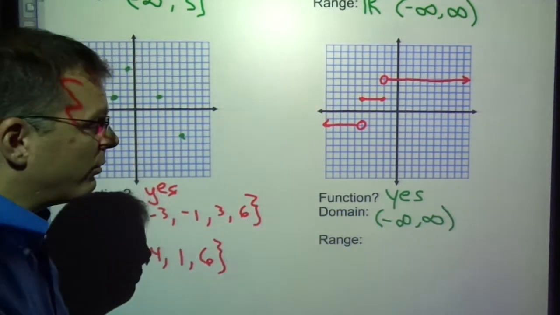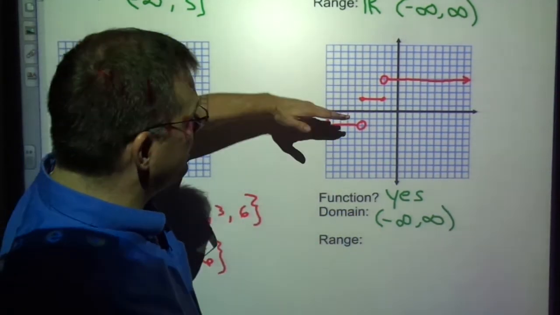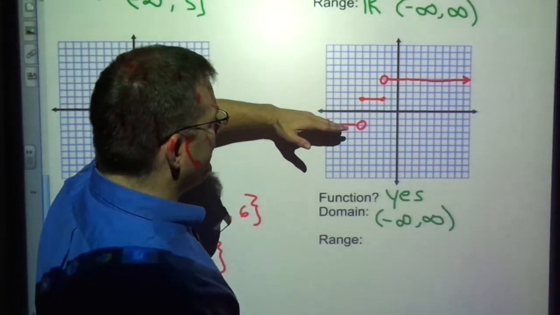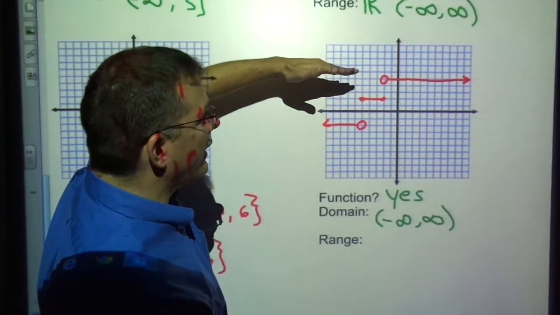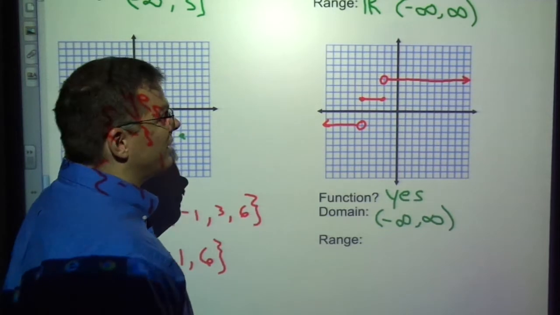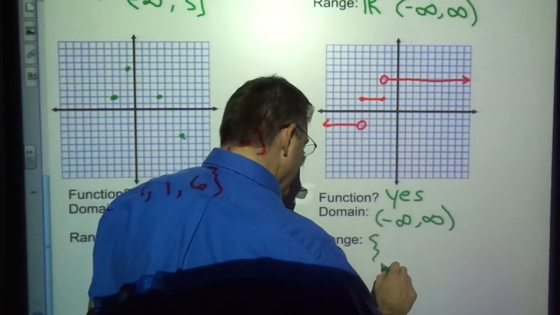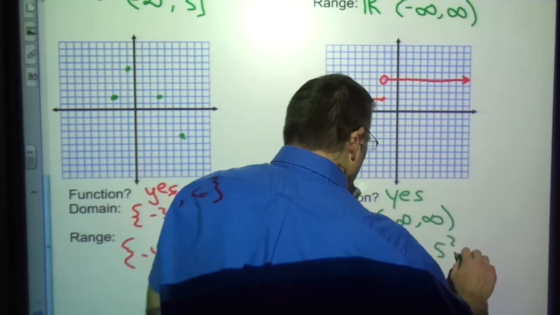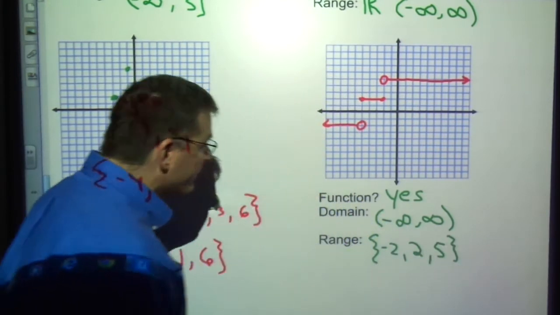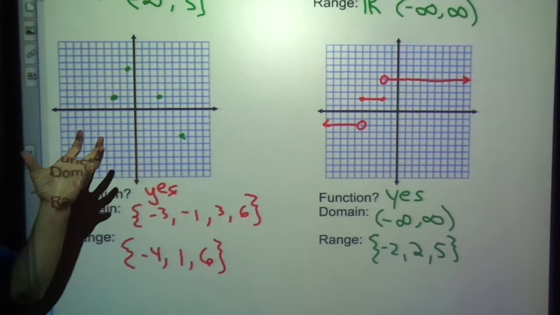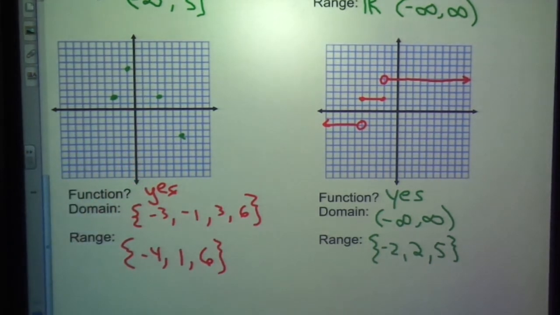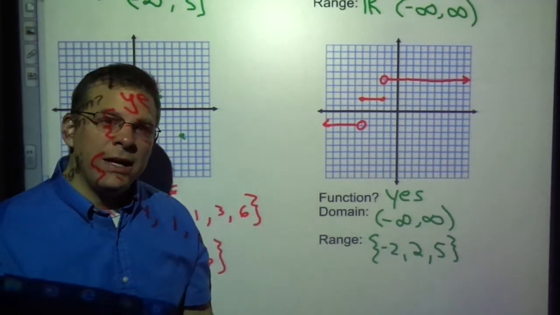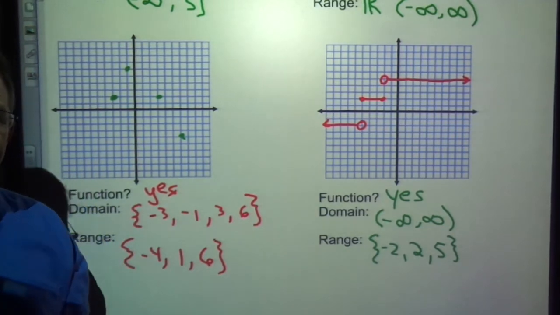But the range is a little bit more tricky, because the range is really just here, what's that, negative 2, and then 2, and then 5. And those are the only values that y can take. So again, it's negative 2, 2, and 5. So that's how you can determine whether or not things are a function, and find the domain or range using interval notation in a graph.